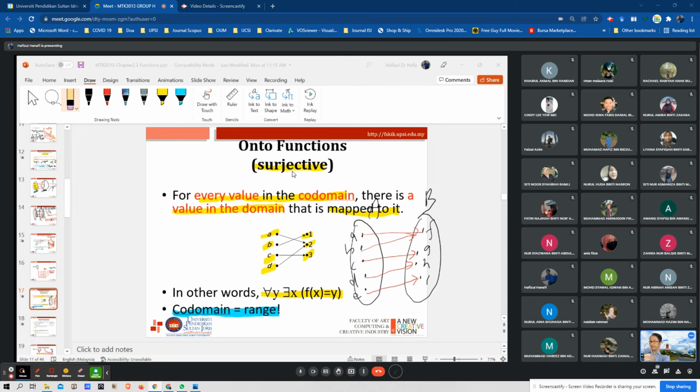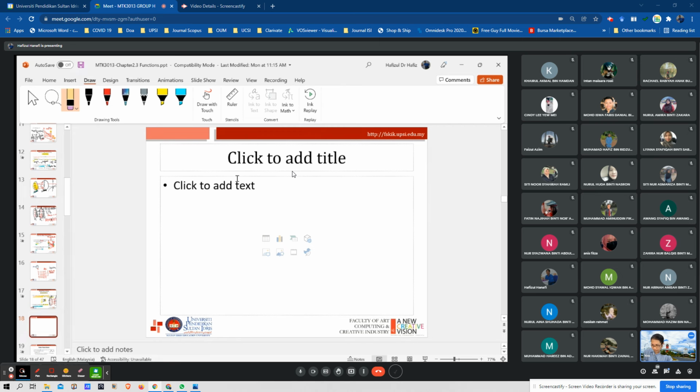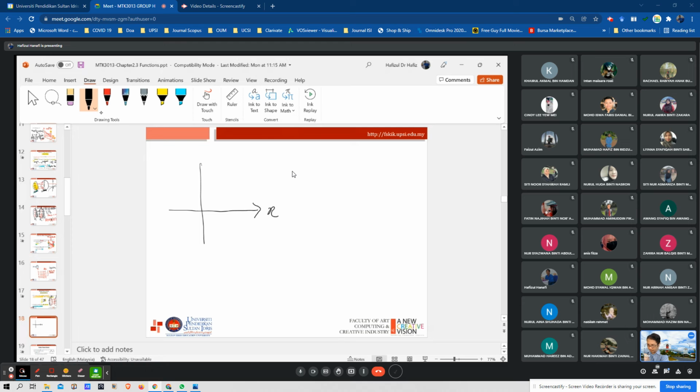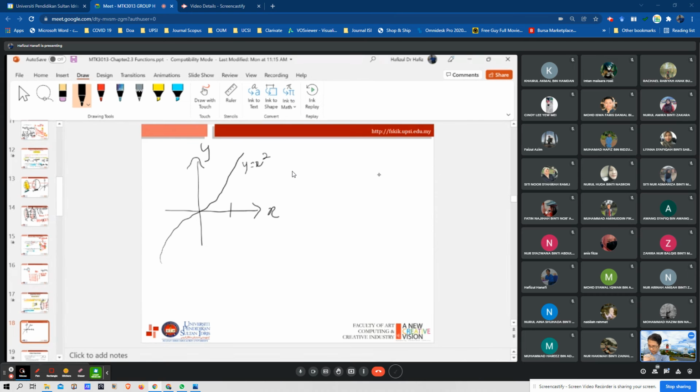Both of these graphs are surjective functions. Okay, for the graph itself, you can have a surjective function. Okay, this one is for the graph. Okay, we have here -2, 1.